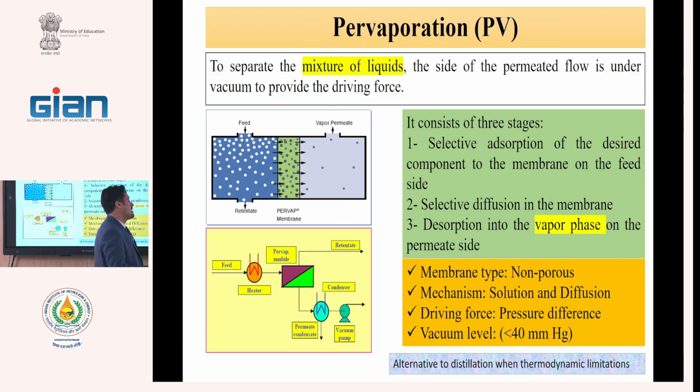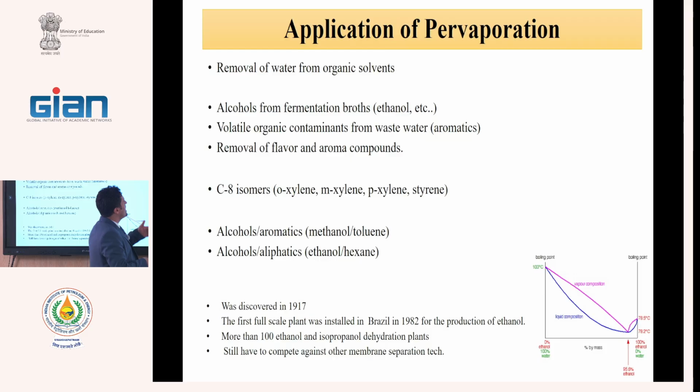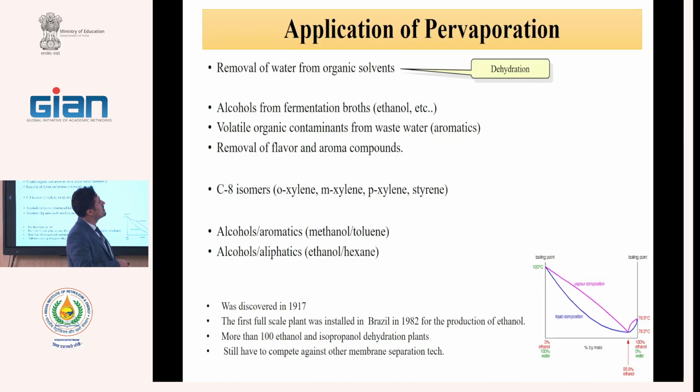The mechanism of separation is solution diffusion because we have no pores. The membrane is non-porous. The ethanol adsorbs on the PV membrane and diffuses. There are many applications: removal of water from organic solvents, which is dehydration or dewatering, and separation of alcohol from fermentation baths, such as ethanol and propanol, and very different others.